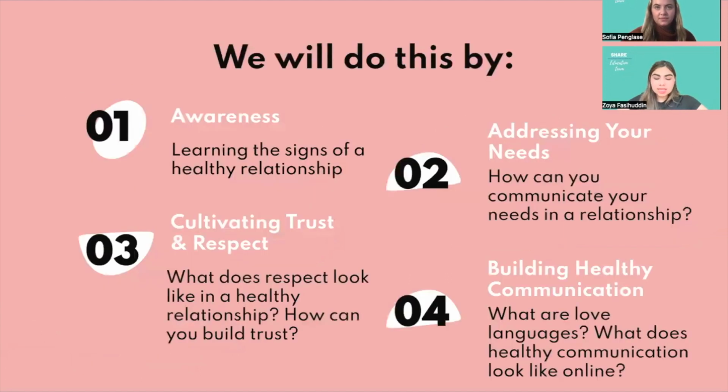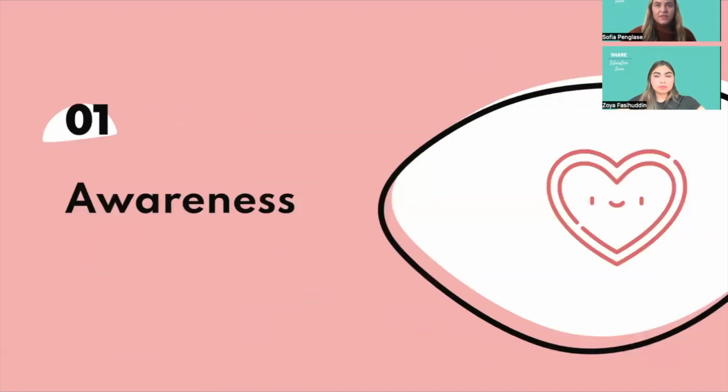First, we will learn the signs of a healthy relationship. We will then move on to talking about how we can identify and communicate our needs to our partners. We will then look at some tools and practices that you can use to cultivate trust and respect in your relationships. Finally, we will discuss what healthy communication looks like, both in person as well as online. Let's move into learning some of the signs of healthy relationships.